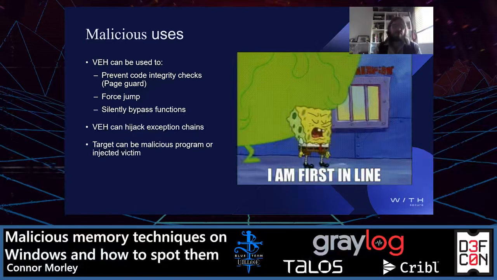So VEH can hijack the exception chains because it's got higher priority than SEH. And it can either be done against a victim process as long as there is adequate access, or it can be done against a malicious program simply to remove any visibility by security vendors by checking for these if there is exception-generated behavior.